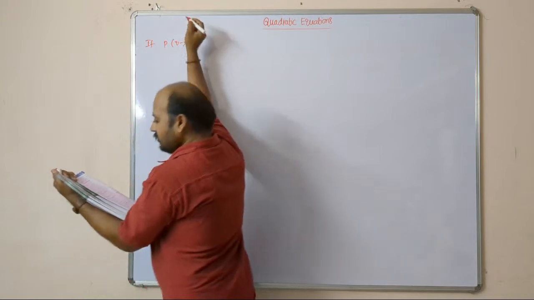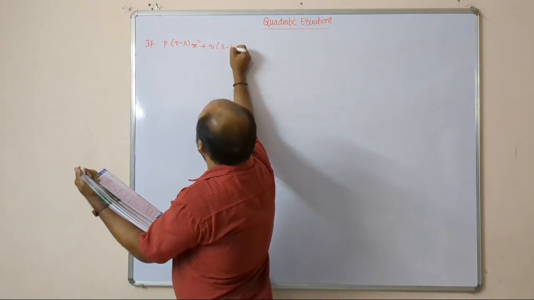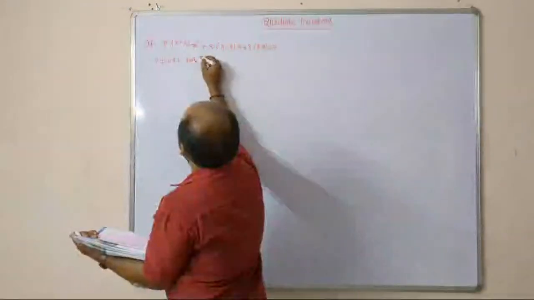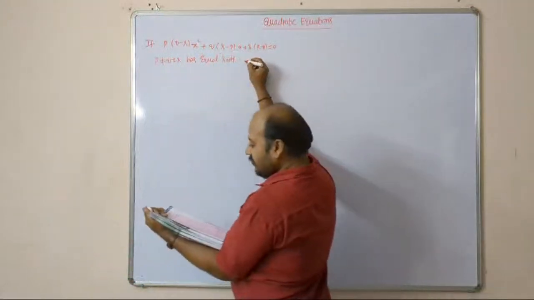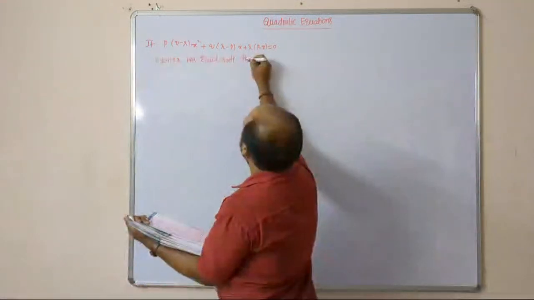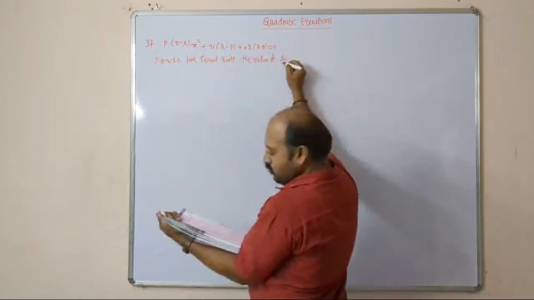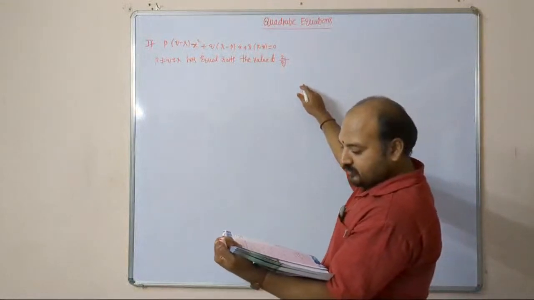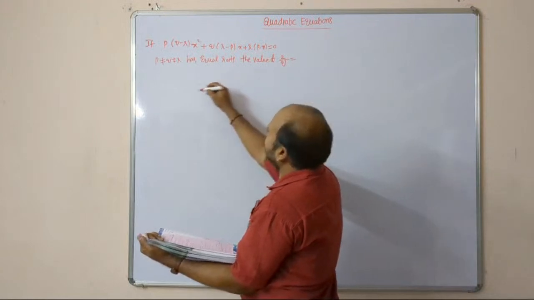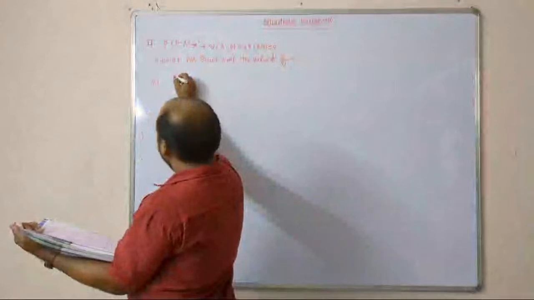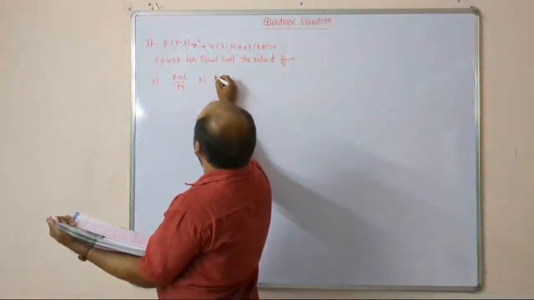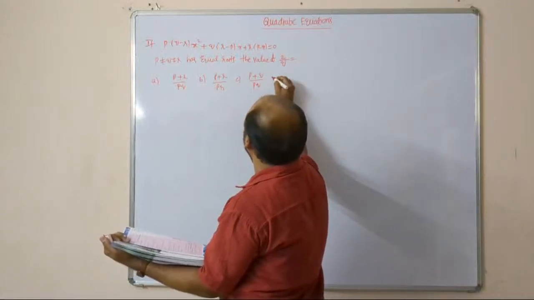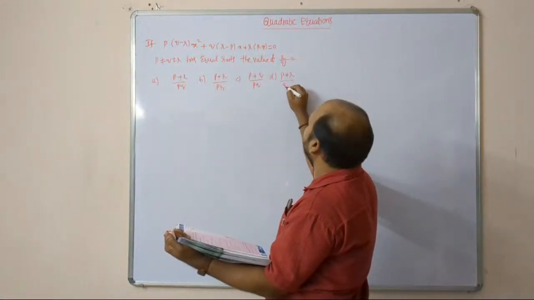If p into q minus r into x square plus q into r minus p into x plus r into p minus q equal to 0 has equal roots, find the value of 2 by q in terms of p and r. The options: first, p plus r divided by pq; second, p plus r divided by pr; third, p plus q by pq; fourth, p plus r by qr.